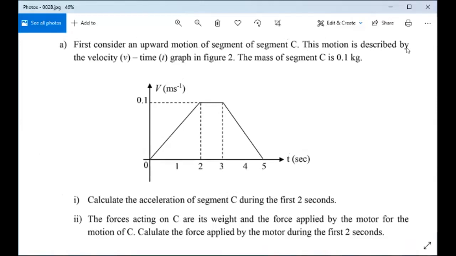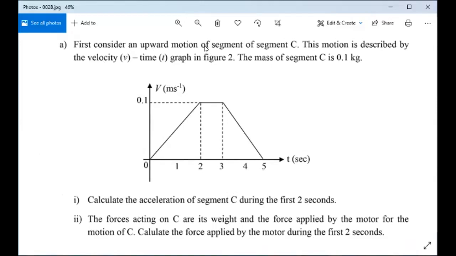This motion is described by the velocity time graph shown in figure 2. Now you need the knowledge of velocity time graphs. If you have not studied the graph section, velocity time graph, displacement time graph, acceleration time graph, force time graphs, you must send me a message on WhatsApp after the class. Then I can arrange some other classes for you to cover those sections.